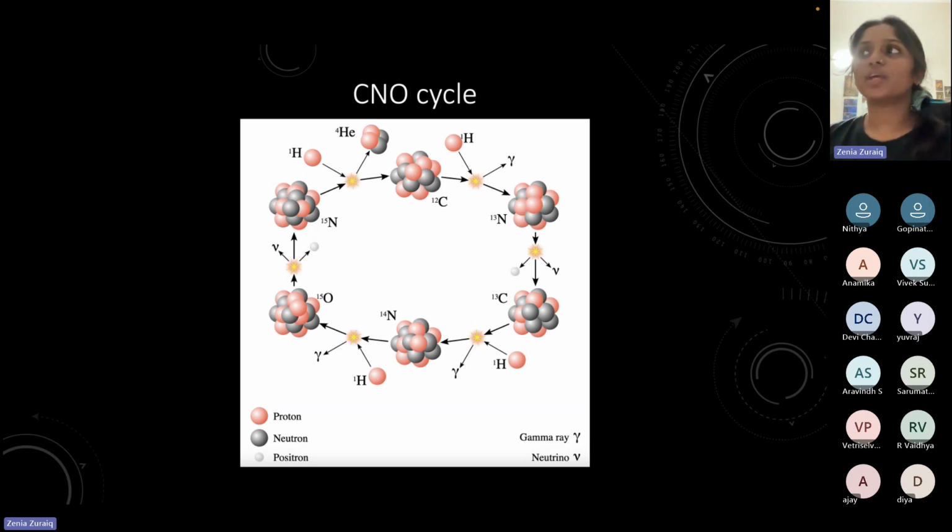That's why we cannot just do fusion by taking two random hydrogen atoms from the air. We have so many hydrogen atoms around us, so why can't we just do fusion? The reason is that the conditions have to be so favorable for fusion to happen within a reasonable time scale. Okay, so that is the answer.